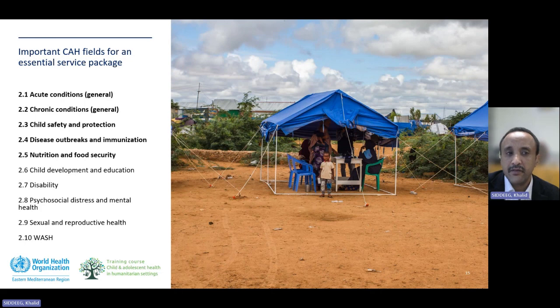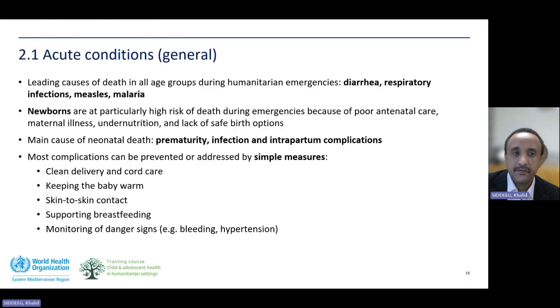Within the range of essential service packages, we have a set of 10 areas or fields that are proposed for service delivery during emergencies. But again, it is up to the implementers on the ground to decide on the service packages based on the context, based on the priorities, and we are trying just to provide the guidance.